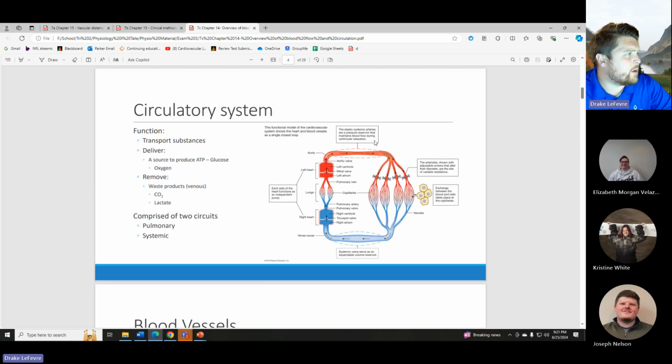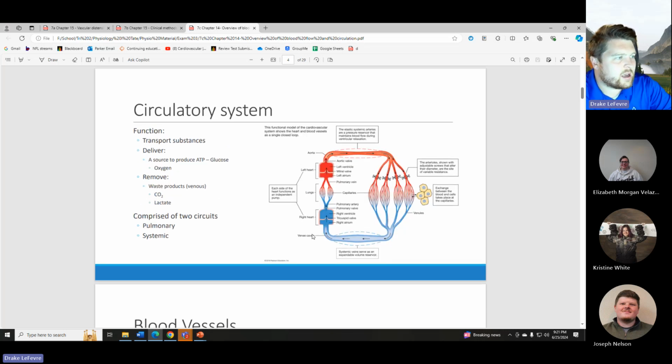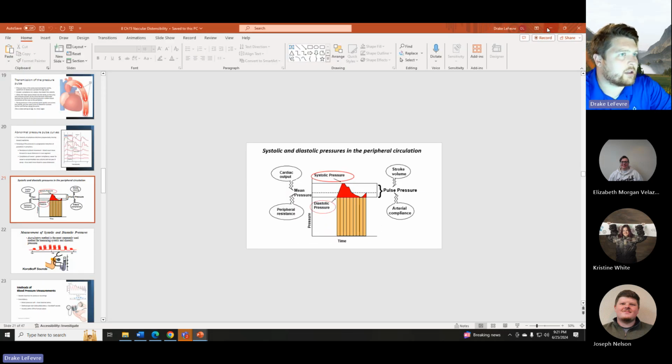Whole circulatory system. Hopefully, we know what the function of the circulatory system is. It moves stuff. We deliver the oxygen and the glucose. We remove the waste, CO2, lactate. We have the pulmonary and then the systemic. Pulmonary is its own little thing just to the lungs. Systemic is throughout the entire body.